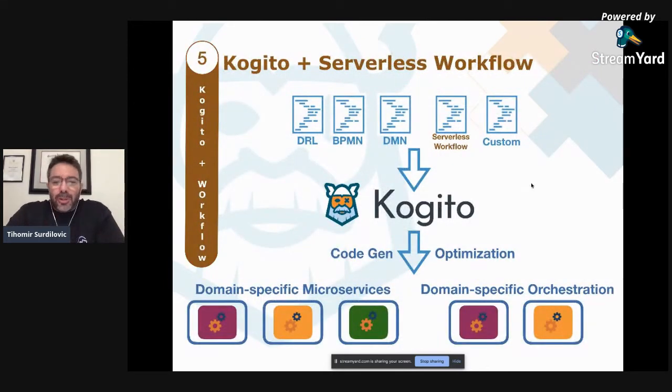Now, let's put it all together. We talked about Kogito. We talked about serverless workflow. Let's see the big picture of what we're trying to do here. As far as Kogito goes, in the end, serverless workflow markup becomes just another asset to the engine. Just like we said, DRL for rules, BPMN2 for business processes, serverless workflow becomes one of the assets which can be consumed with the Kogito runtime. It goes through the same exact code generation and optimization techniques to be able to now not only create domain-specific microservices, but also domain-specific orchestration services.